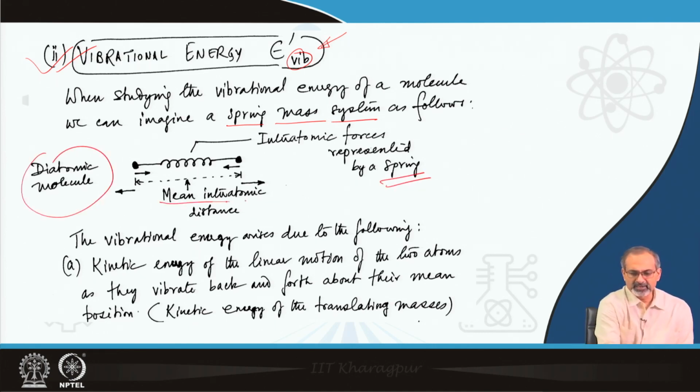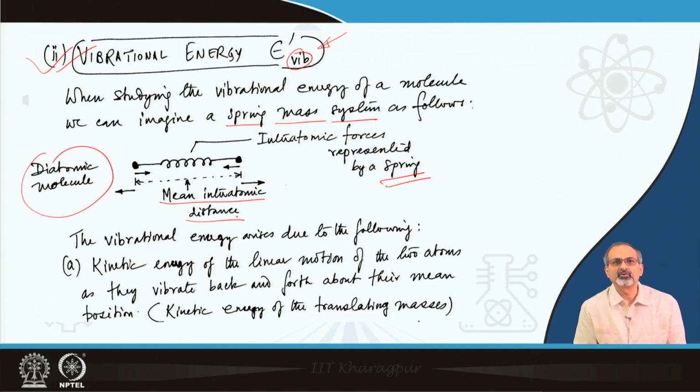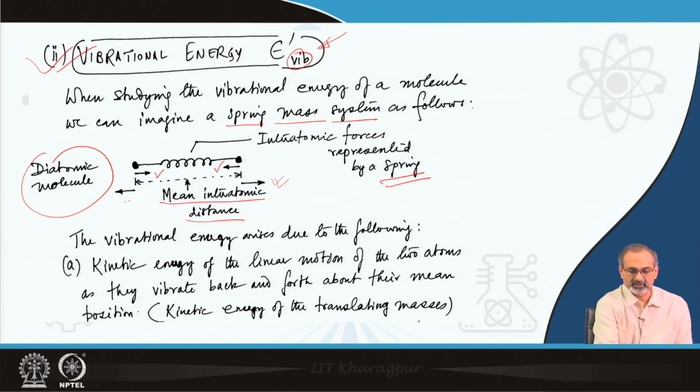and there is a mean interatomic distance separating the 2 atoms, but when the molecule has vibrational energy, then the atoms would be vibrating about the mean position, and therefore, they may at times come closer, like the way these arrows are showing, or they may move further apart, but they tend to oscillate about a mean interatomic distance.